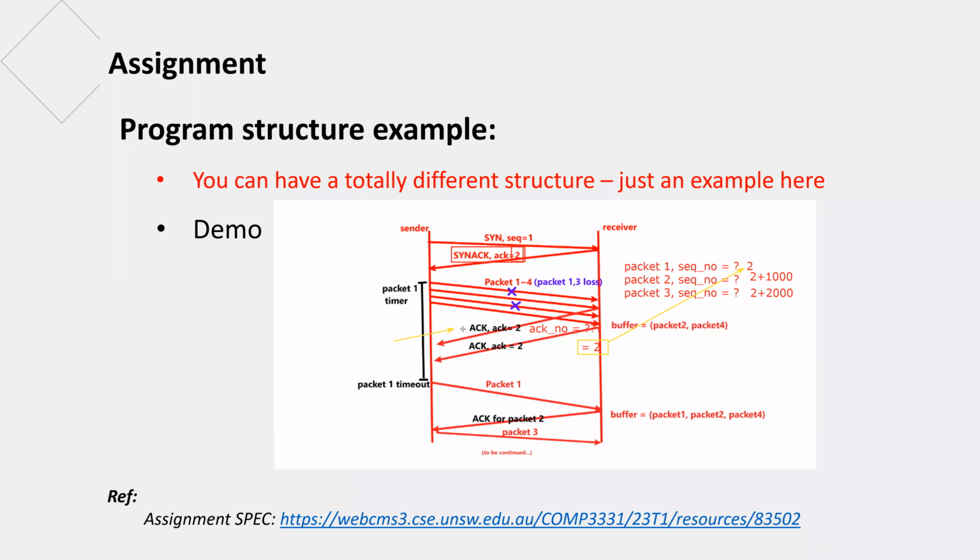And so in here, I made a confusion. This one, actually, it is acknowledgement, and the ACK number equals 2. It's not acknowledgement for packet 2. If we want to do the acknowledgement for packet 2, then the ACK number should be like 1002, right?